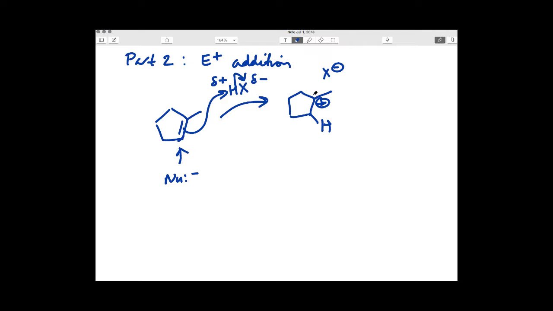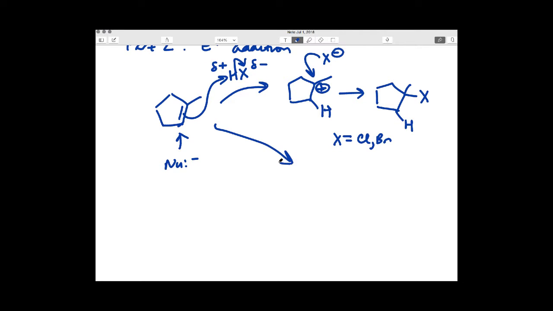And so this is based on Markovnikov's rule that we're going to add the substituent, which is X, to the more substituted tertiary over the secondary. And this X, by the way, is usually chlorine or bromine, but sometimes you'll see iodine as well.